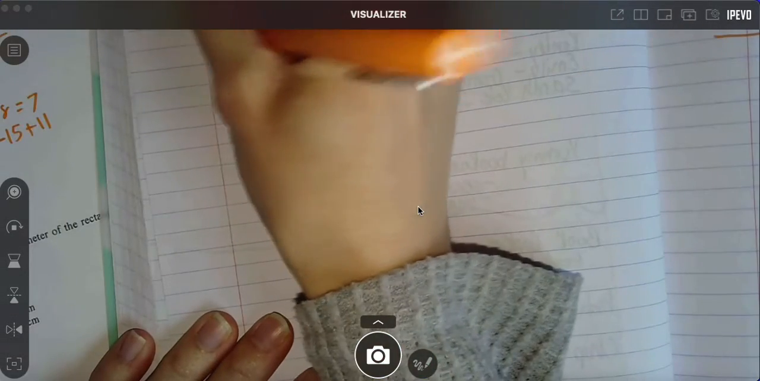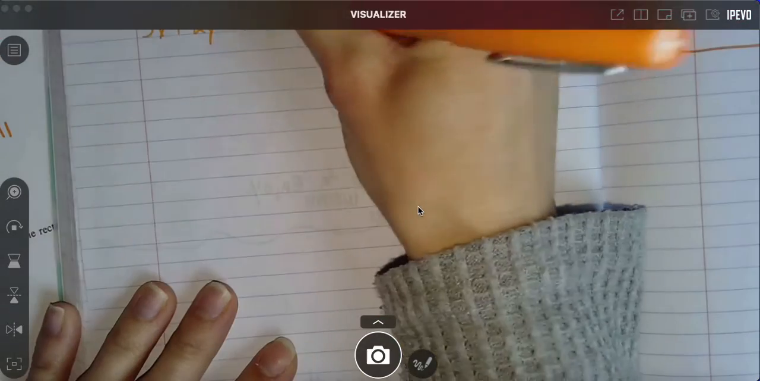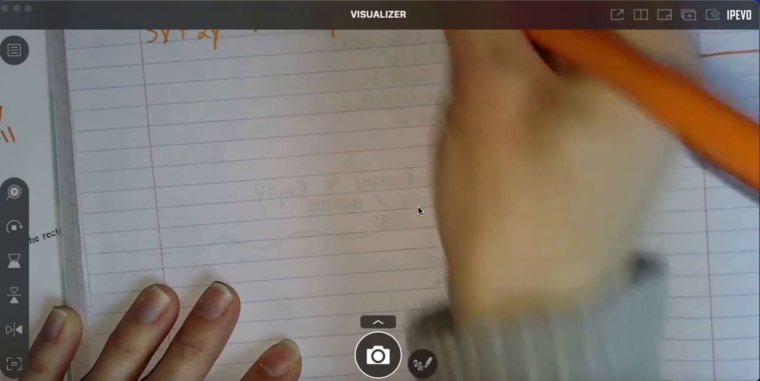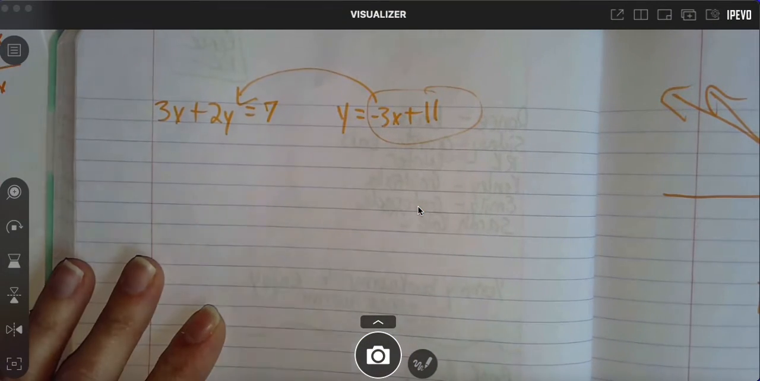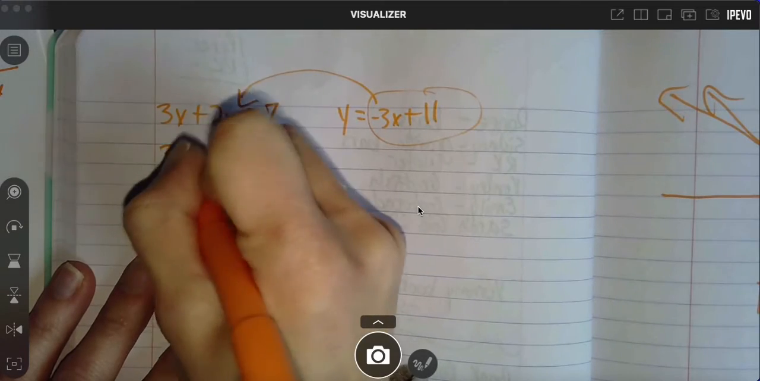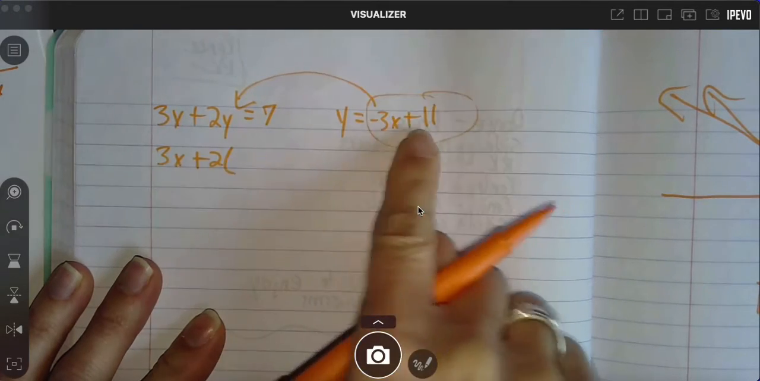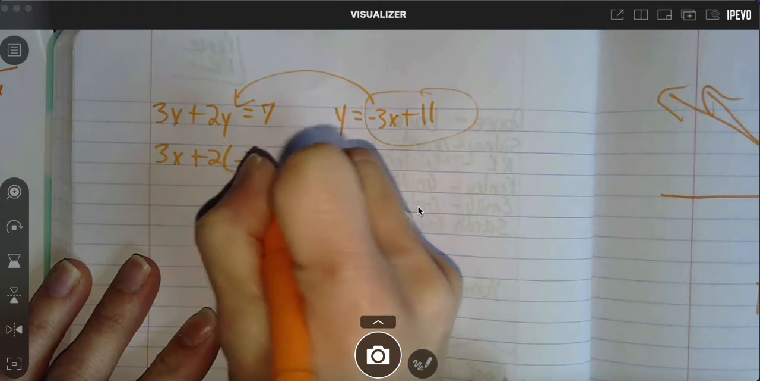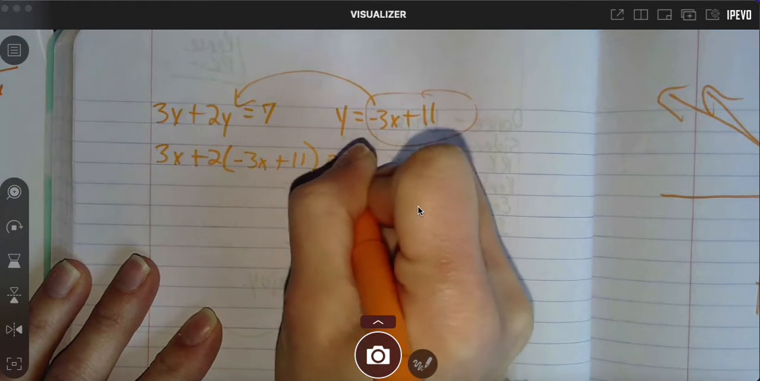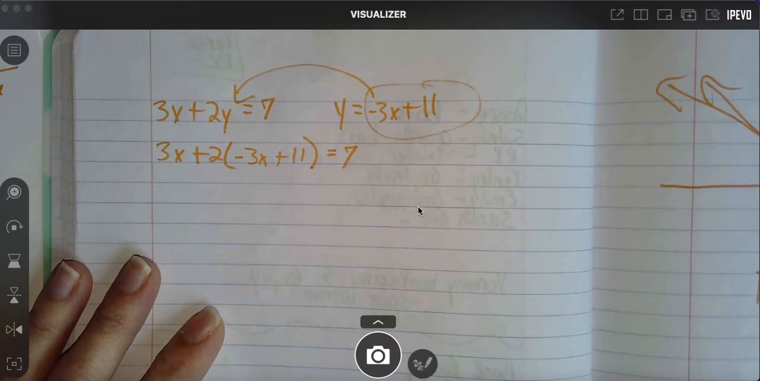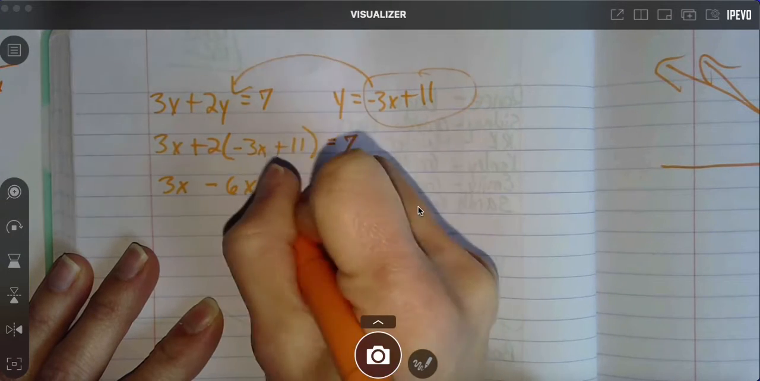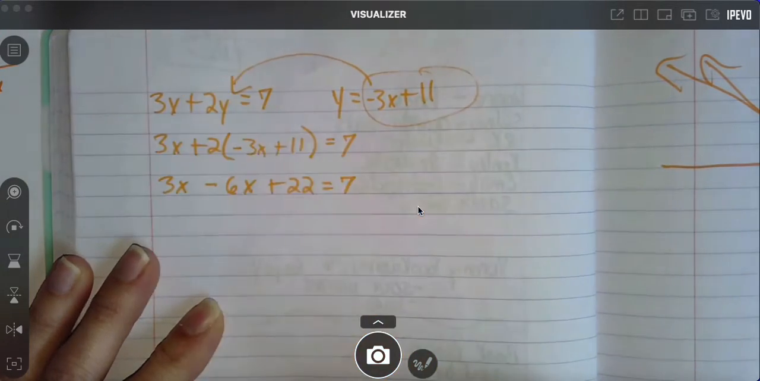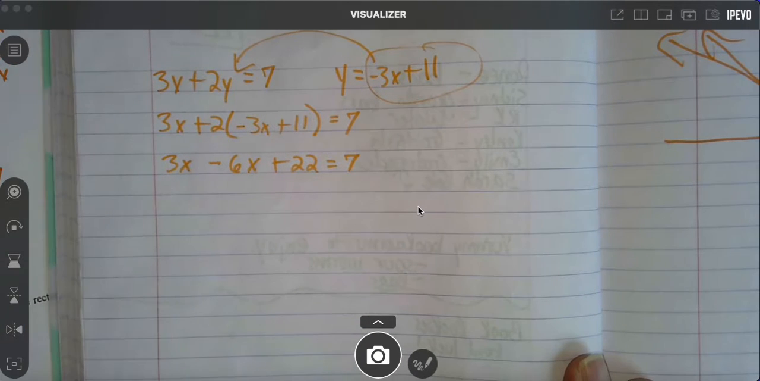I have 3x plus 2y equals 7, and I'm going to substitute this right here in for my y. Because that's, oh, you can't even see it. Because that's what y equals. So, 3x plus 2, and I'm going to write everything my y equals, put my equals 7. Did you set it up like that? Yes, ma'am. Okay, so then if I distribute, 3x minus 6x plus 22 equals 7. Did you get that part? You distributed the 2 to both?